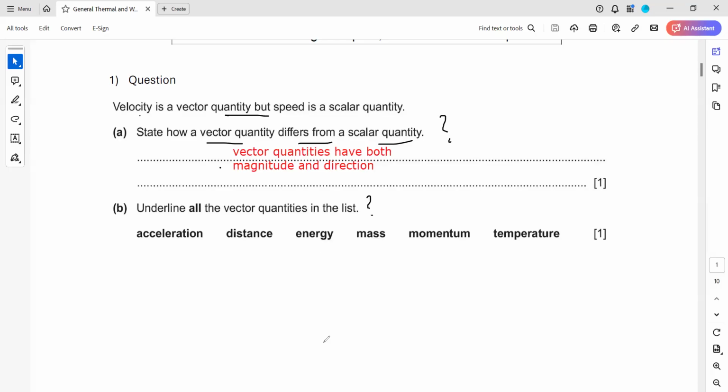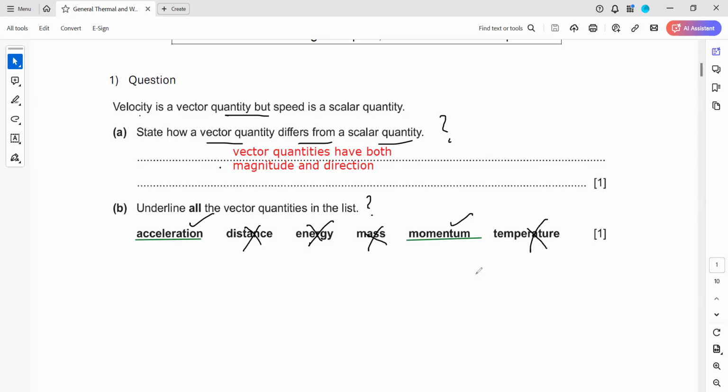We have different vector quantities. What are all the vector quantities you have to list? So acceleration and momentum. The distance is a scalar, energy is a scalar, mass is scalar, temperature is also scalar.